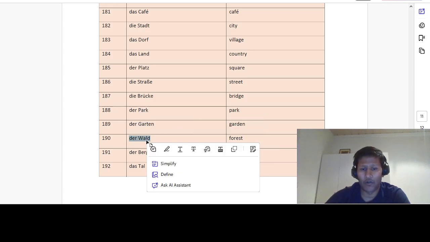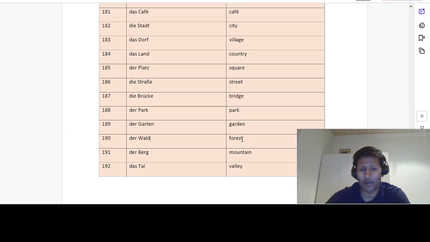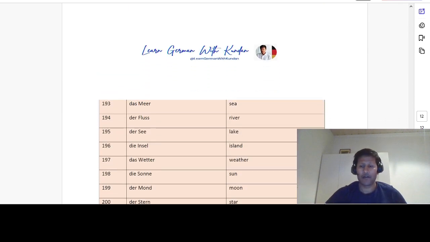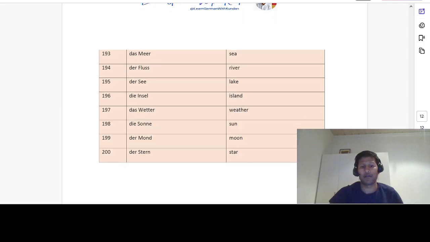So der Wald, okay, Wald, forest. Then der Berg, mountain, and das Tal, valley. This also we have seen. So I think many are repeating, so it's easy for you. Das Tal, valley. Okay, der Berg, mountain. Now we are reaching the end. So das Meer, sea, das Meer. Der Fluss, we have already seen, river.